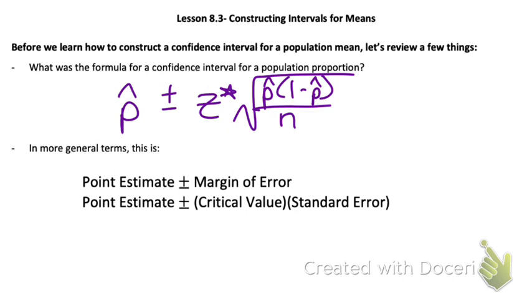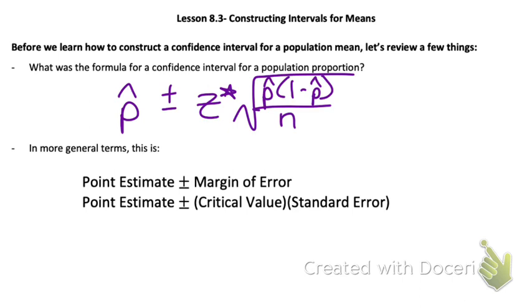All right, in more general terms, P hat is the point estimate, right? This whole thing on the right side of the plus minus is the margin of error. But in the smaller parts, it is the critical value, the Z star critical value. And then this is the standard error.